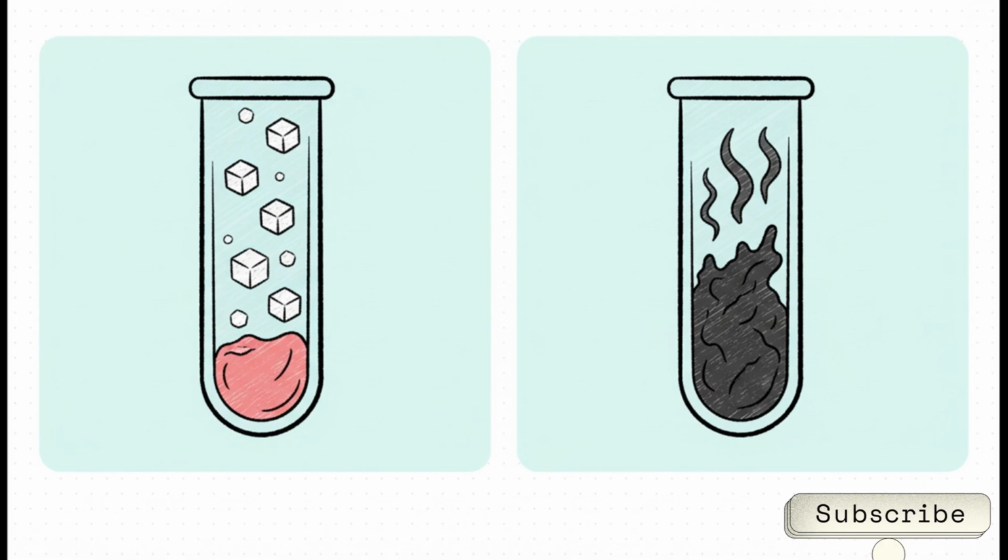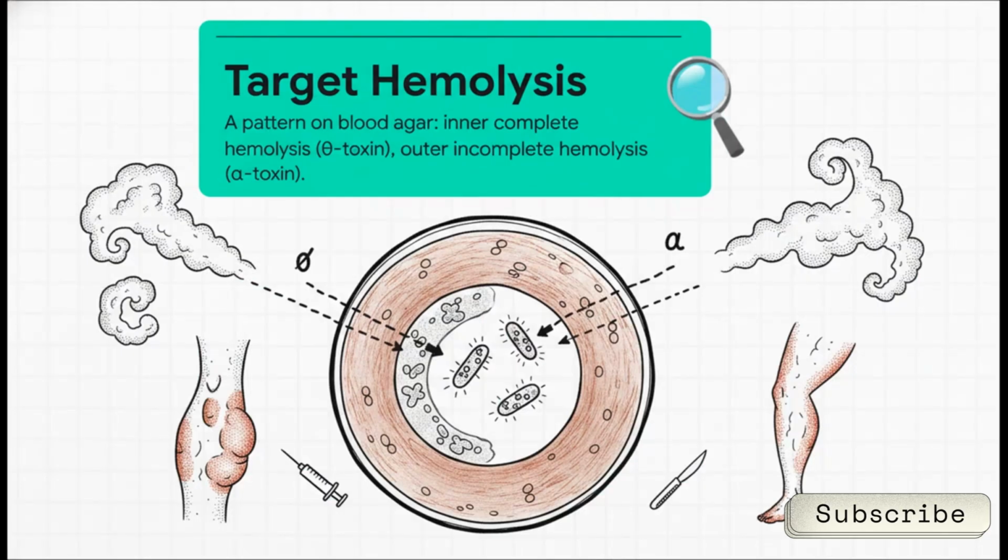On the other hand, proteolytic species, like the one that causes tetanus, break down protein, which turns the meat black and makes it stink. So here's your super simple memory trick for exams. P is for perfringens, and P is for pink. Easy, right? Now, on a blood agar plate, C. perfringens does something really distinctive called target hemolysis. It's like a signature move.